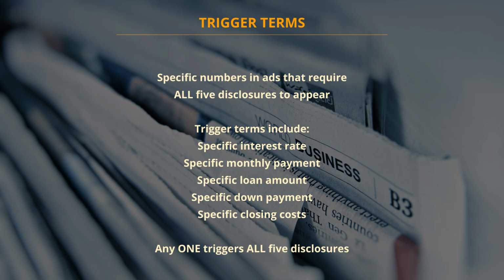Now the most tested TILA advertising topic: trigger terms. A trigger term is any specific number in a mortgage advertisement that, when used, requires all additional disclosures to appear in the same advertisement. Trigger terms include a specific interest rate, a specific monthly payment, a specific loan amount, a specific down payment amount or percentage, and specific closing cost amounts. When any one trigger term appears, all 5 required disclosures must also appear in the same ad: the APR, the down payment, the repayment terms, the amount of each payment, and the number of payments.